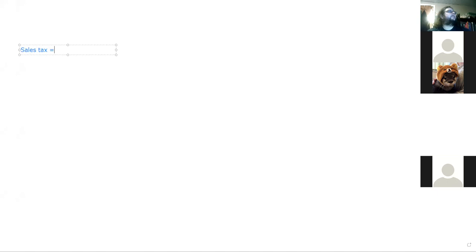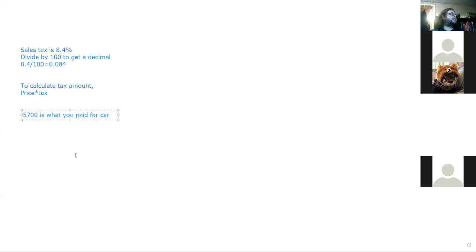So sales tax is 8.4%. You divide by 100 to get the decimal. So 8.4 divided by 100 is 0.084. To calculate tax, you take price times tax. So 5,700 times 0.084 is equal to 478.80.